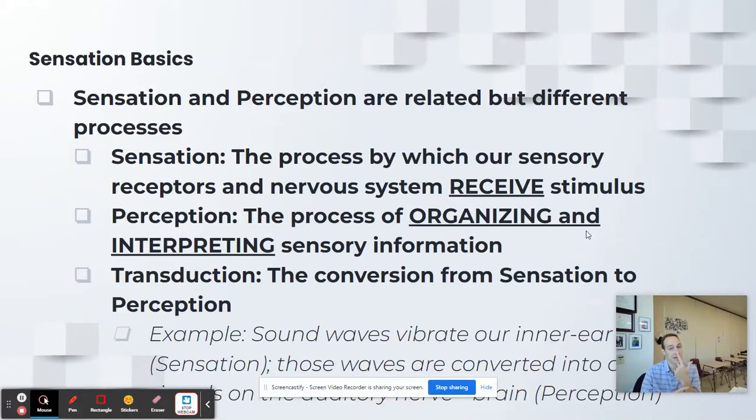Inside our nose, we have what are called olfactory receptor neurons. In our eyes, we have rods and cones, etc. Whatever the sense is, whether we're talking smell, touch, taste, that is the sensation process where they're actually physically being stimulated and receiving those neurological signals. Perception, on the other hand, is how our brain organizes and interprets that information and makes sense of it.